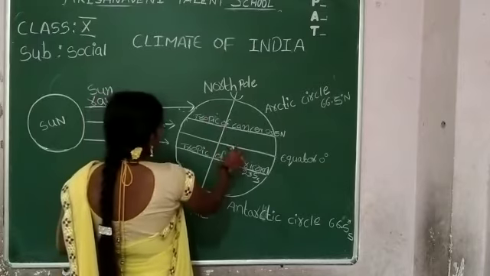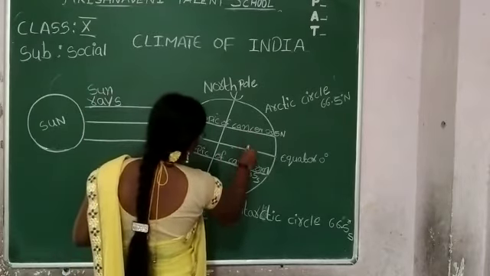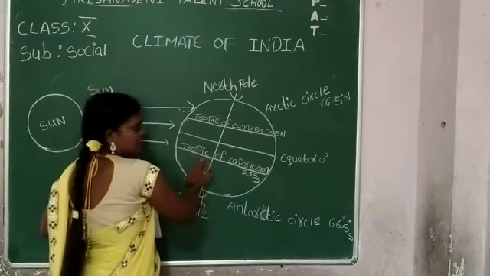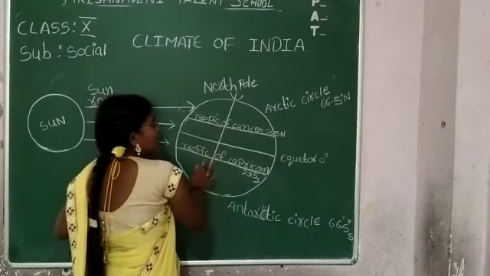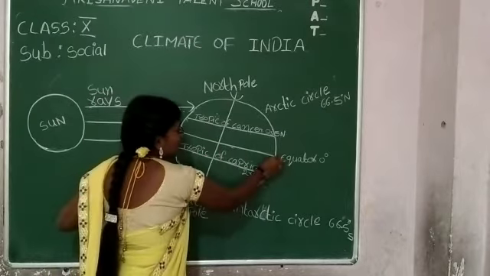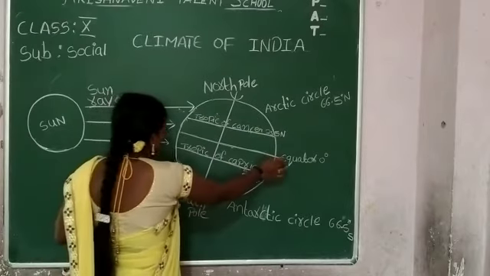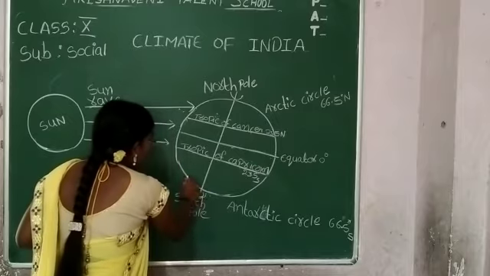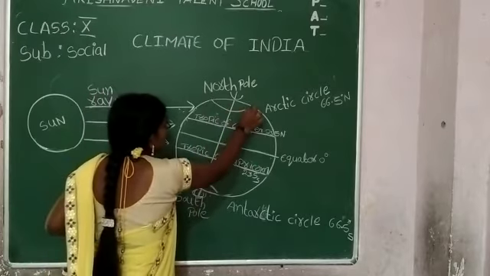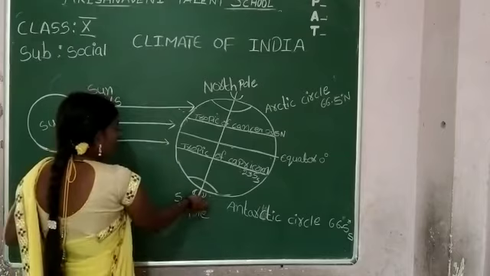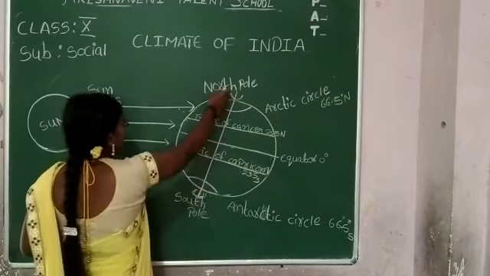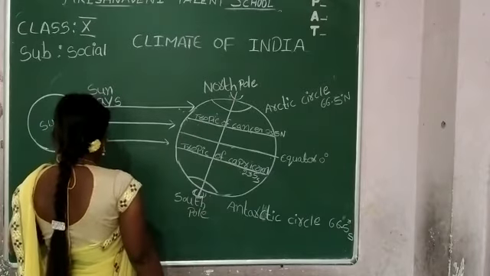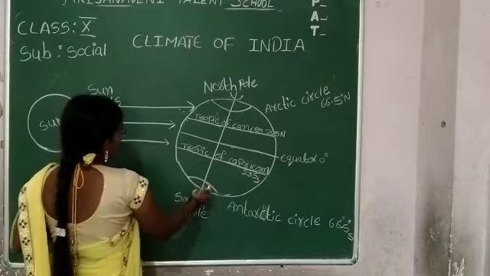Tropical regions are close to the equator. You remember, these are the tropical regions which are close to the equator. Whereas polar regions, do you all know polar regions? These are close to the poles, the North Pole and the South Pole. Coming to the temperate zone, it lies between these two extremes.